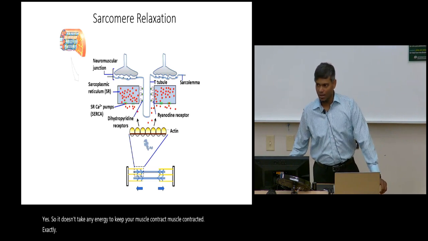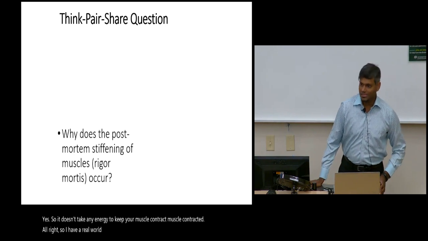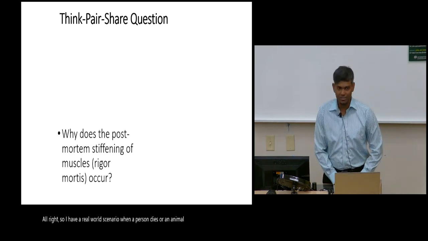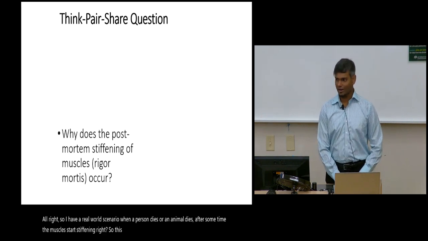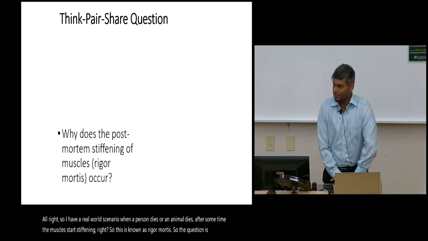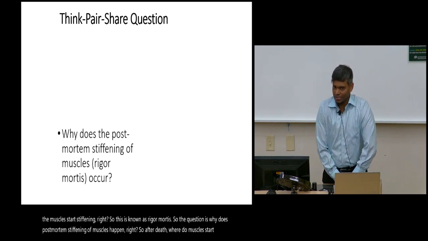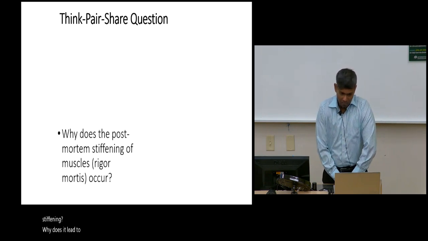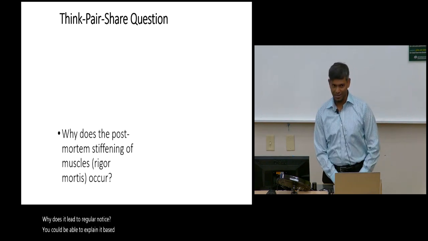Alright, so I have a real world scenario. When a person dies or an animal dies, after some time the muscles start stiffening, right? This is known as rigor mortis. So the question is, why does post-mortem stiffening of muscles happen? After death, why do the muscles start stiffening? Why does it lead to rigor mortis? You should be able to explain it based on what we just discussed.